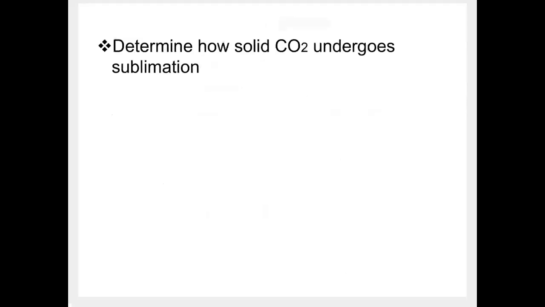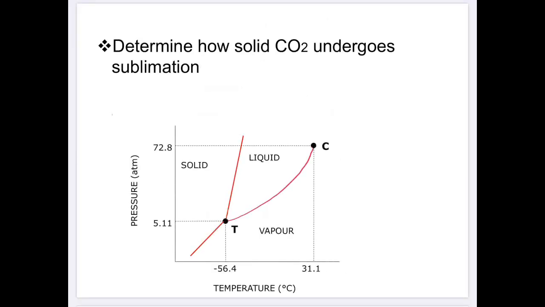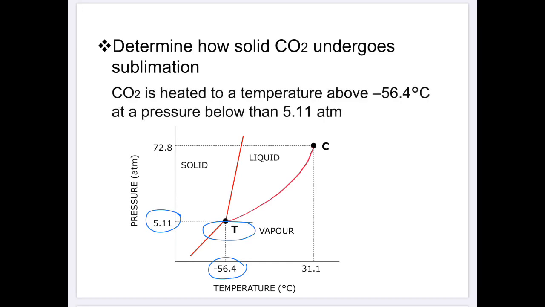Soalan ketiga, determine how solid CO2 undergoes sublimation. Ini berlaku antara solid dan juga vapor. So, kalau kita tengok dalam diagram, untuk jadi vapor, dia mestilah heated to a temperature above negative 56.4 degrees Celsius and under 5.11 atm. Barulah berlaku perubahan daripada solid pergi ke arah vapor.